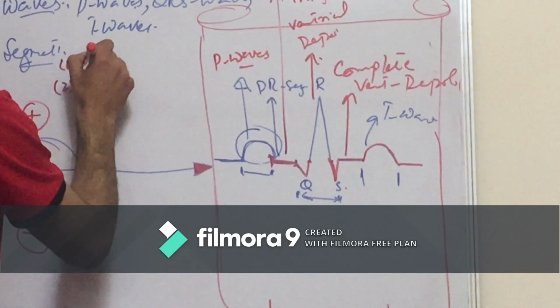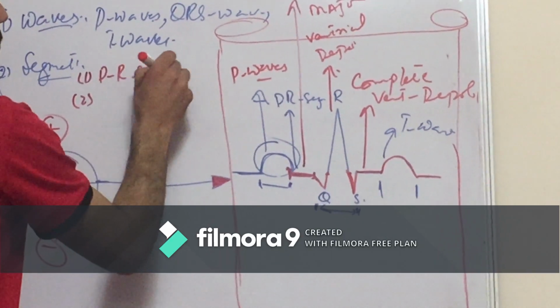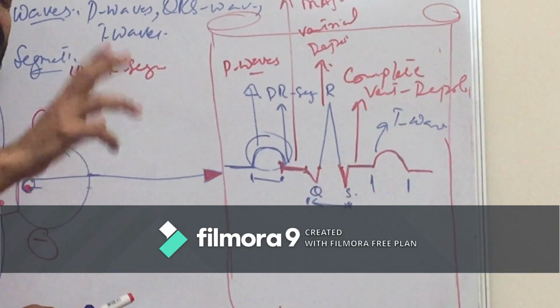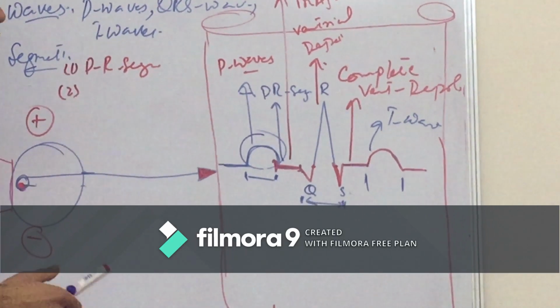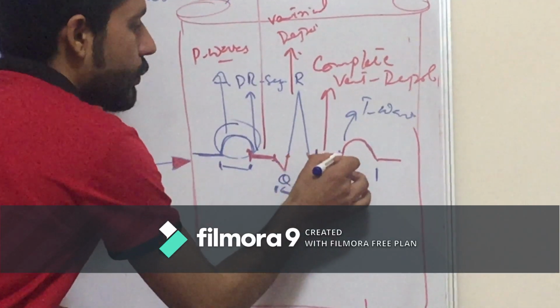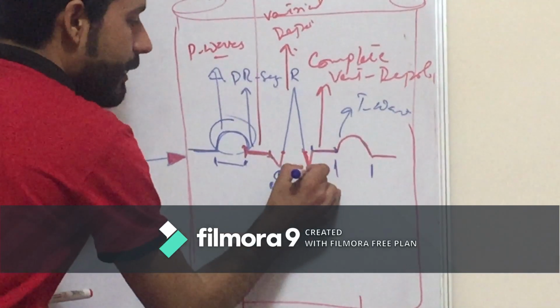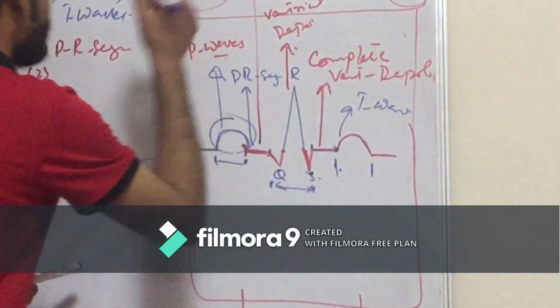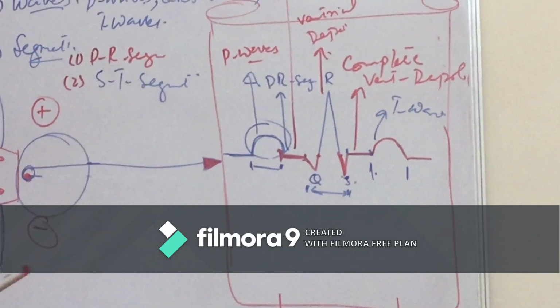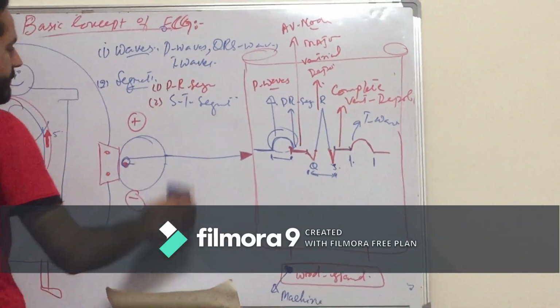So the first one is the PR segment, and the second, where is the next segment? The segment is also called an isoelectric line. So where is the next isoelectric line? From this point to this, and this is called the ST segment.